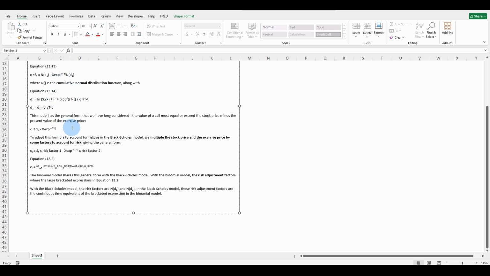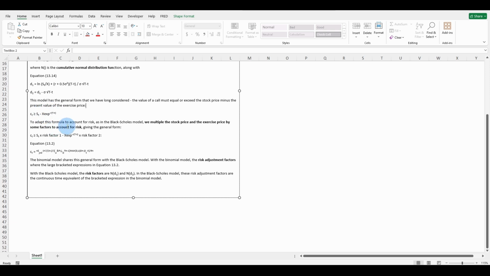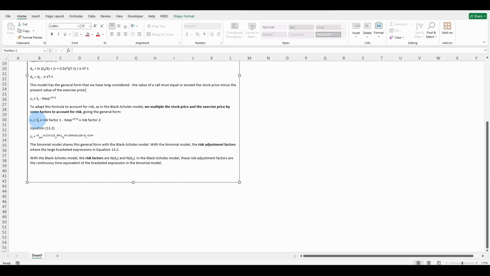This model has a general form that we have long considered. The value of a call must equal or exceed the stock price minus the present value of the exercise price. So C is greater than or equal to the stock price S minus X e to the minus rT. This would be the present value calculation. To adapt this formula to account for risk, as in the Black-Scholes model, we multiply the stock price and the exercise price by some factor to account for risk, giving the general formula: call price greater than or equal to the stock price times a risk factor, minus X e to the minus rT times risk factor 1.